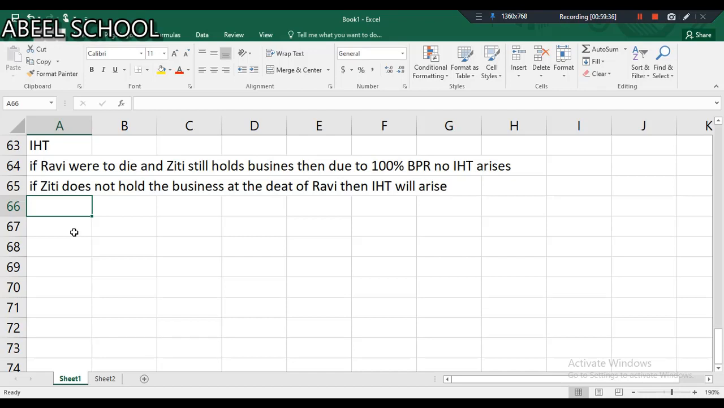Okay, so let's try to calculate the death tax.